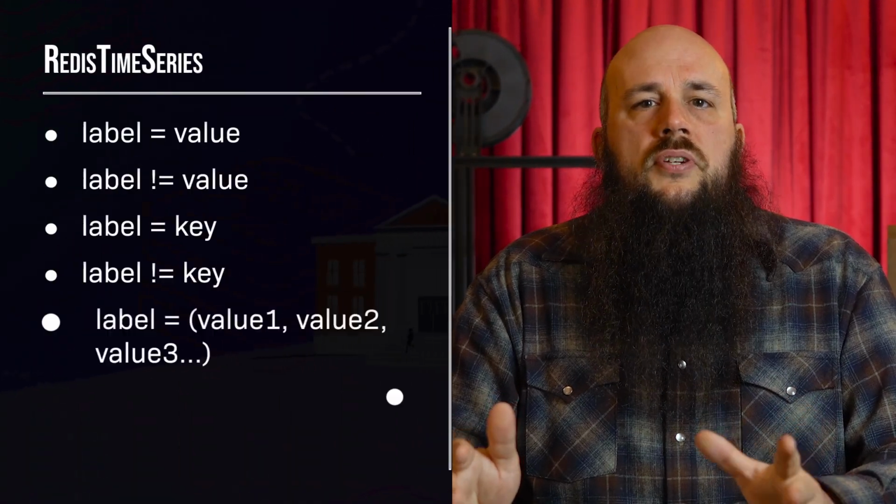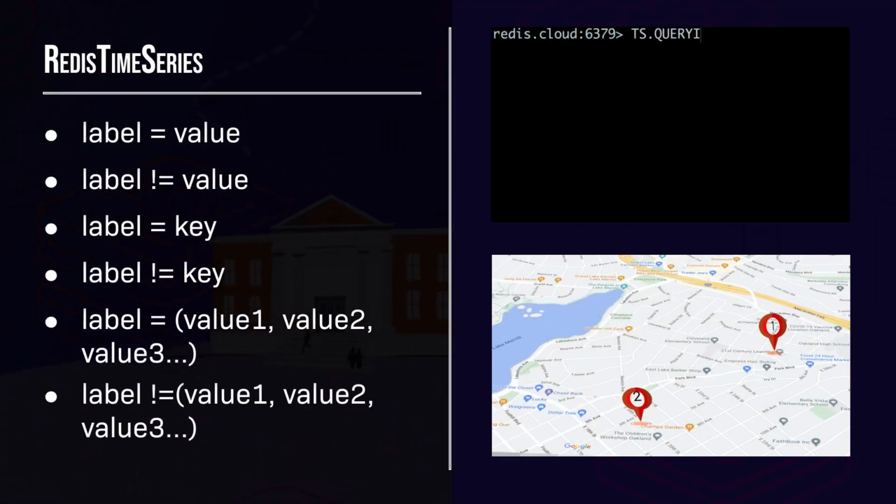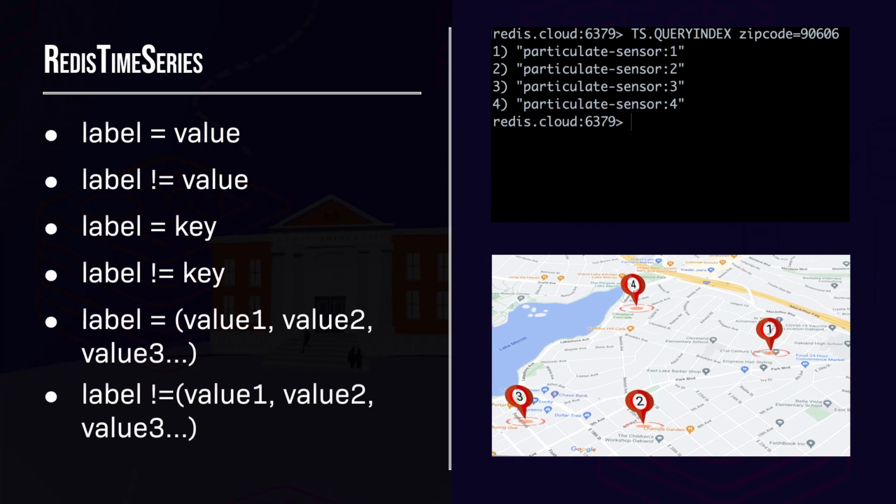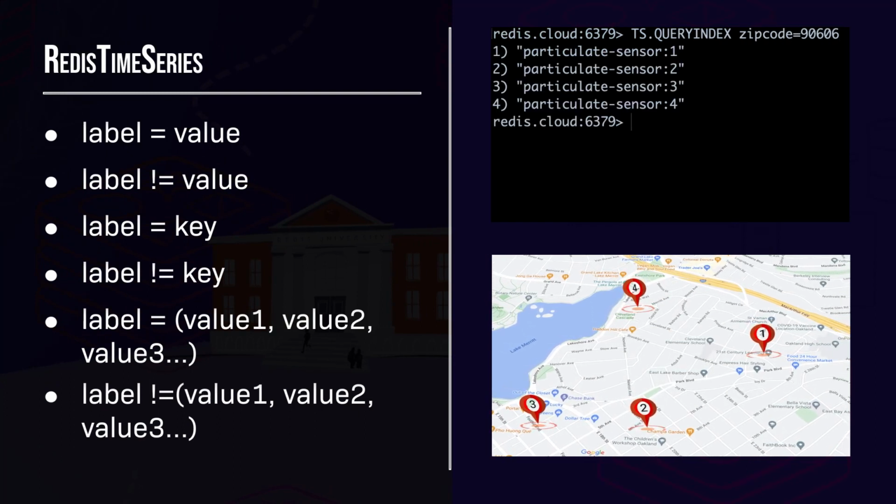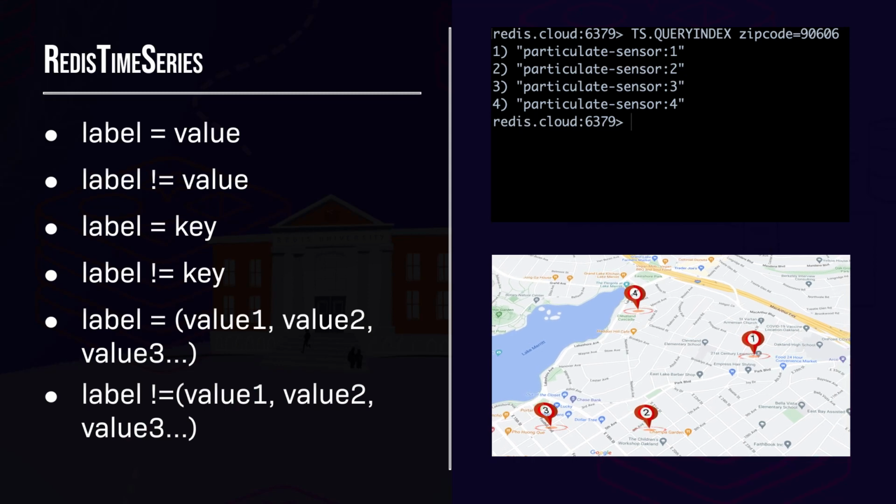Here are a few of the query filters that you can use with the labels. These are great if you want a list of all the keys with the same label value, but not necessarily all the values with only one key.